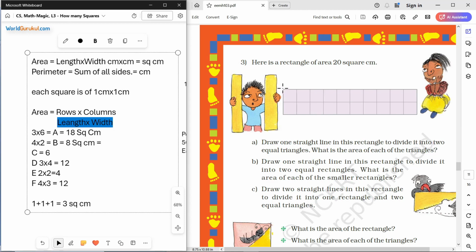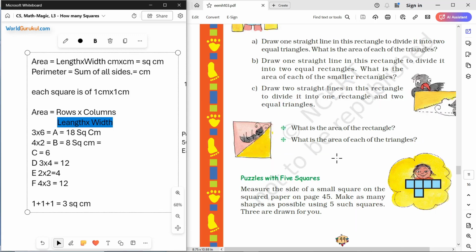So you draw a line from this corner to the other corner, this way or the other way. It will cut this entire rectangle into two triangles. And each triangle will have the same area, and each triangle will have 10 square centimeters area. So two triangles make 10 plus 10, 20 square centimeters. This is a simple practice and try doing it. You will enjoy it.